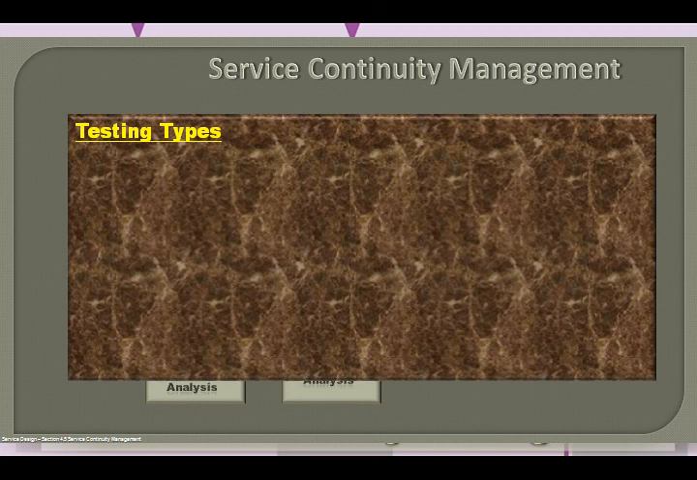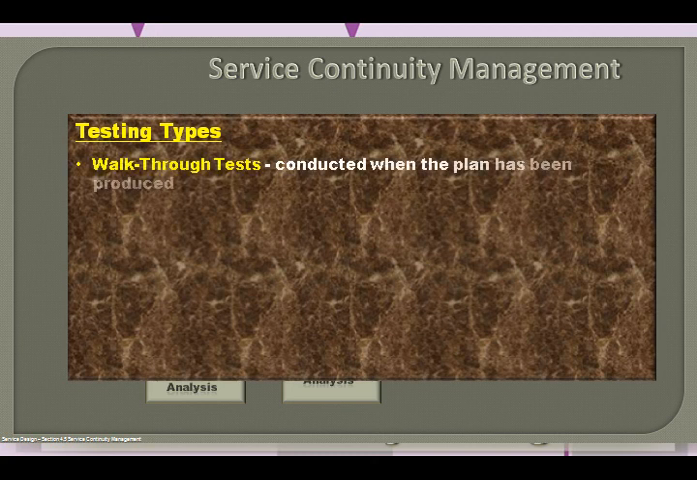Testing the continuity plan is a critical part of the overall IT SCM process and the only way of ensuring that the selected strategy, standby arrangements, logistics, business recovery plans, and procedures will actually work in practice. Walkthrough tests can be conducted when the plan has been produced simply by getting the relevant people together to see if the plan will work at least in a simulated way.